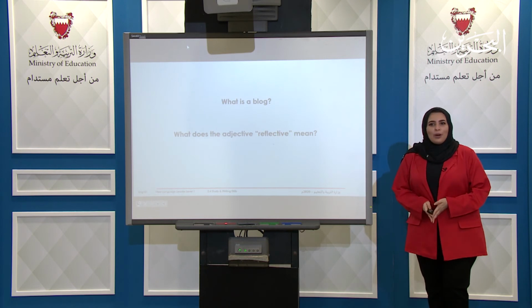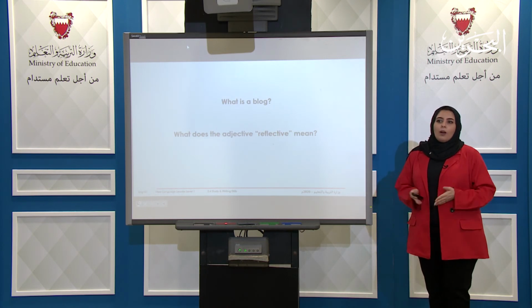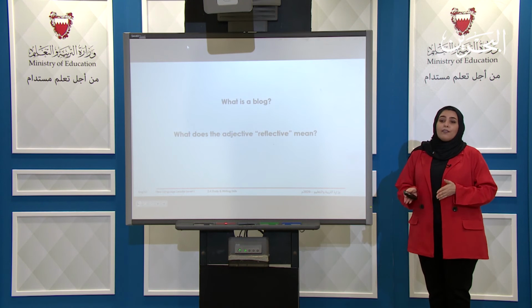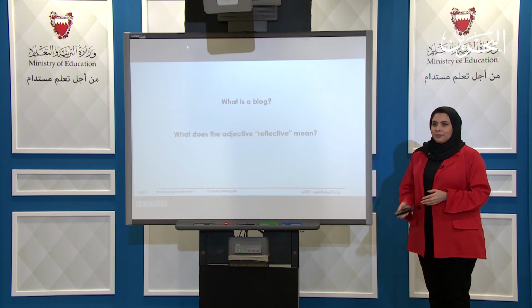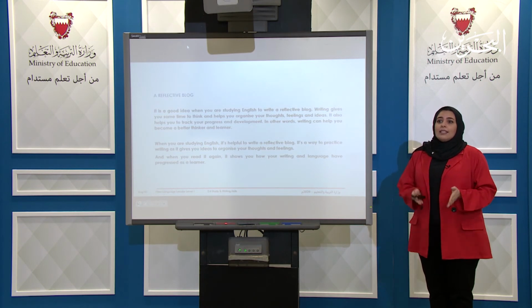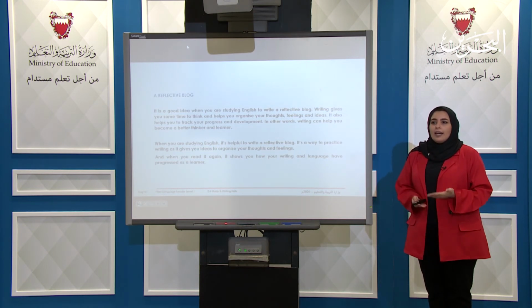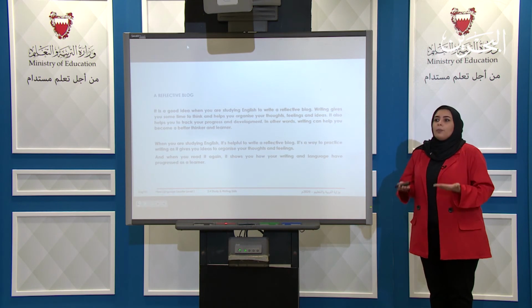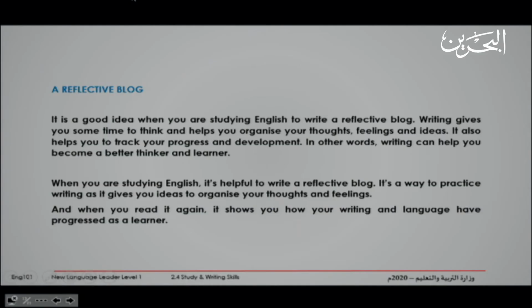Let's move to the second objective. What is a blog? What does the adjective reflective mean? A reflective blog. It is a good idea when you are studying English to write a reflective blog. Writing gives you some time to think and helps you organize your thoughts, feelings, and ideas. It also helps you to track your progress and development. In other words, writing can help you become a better thinker and learner.